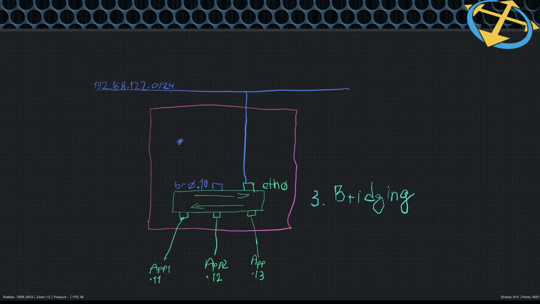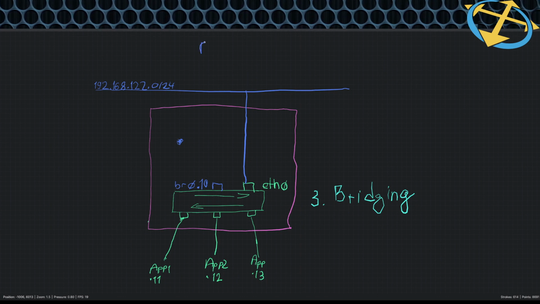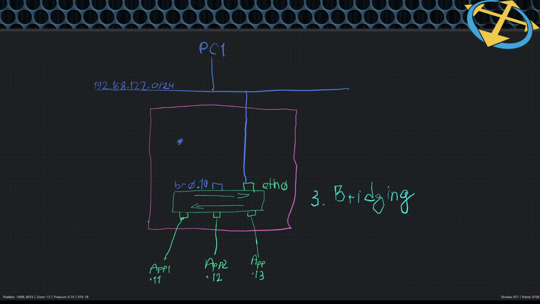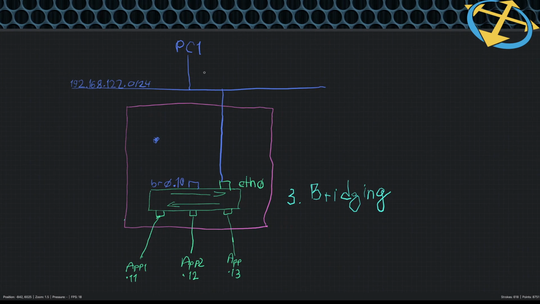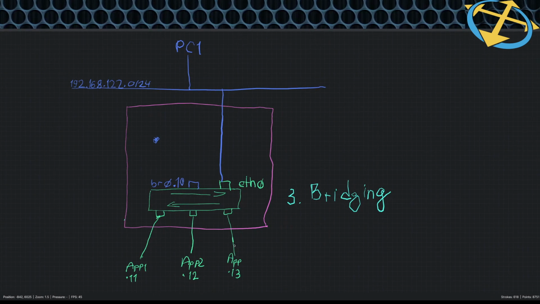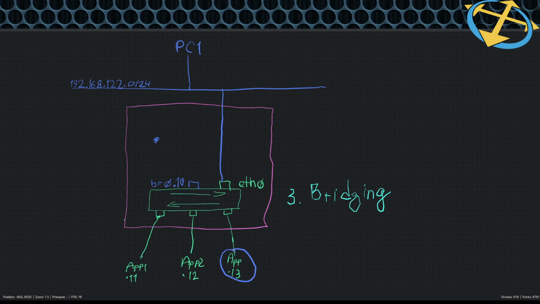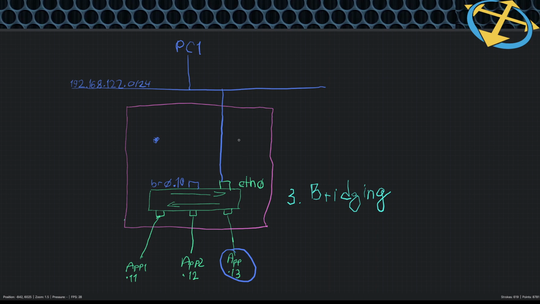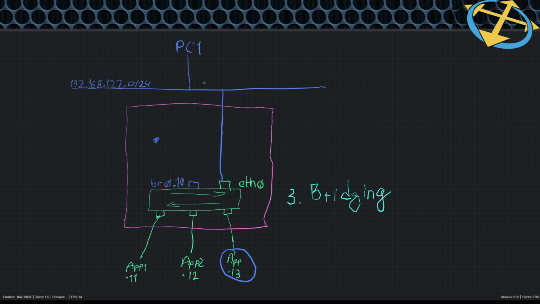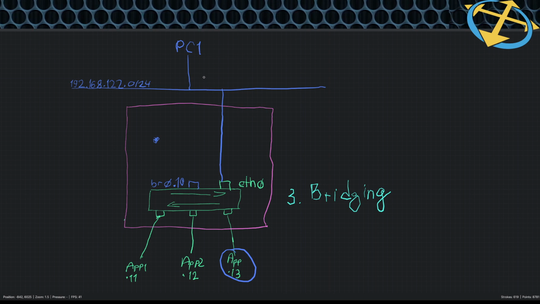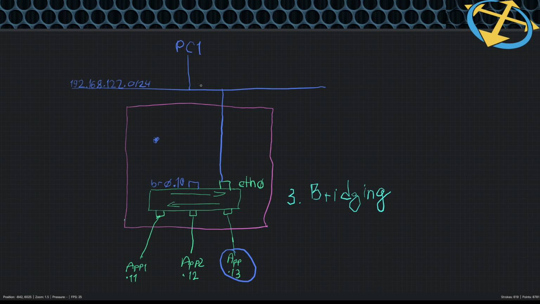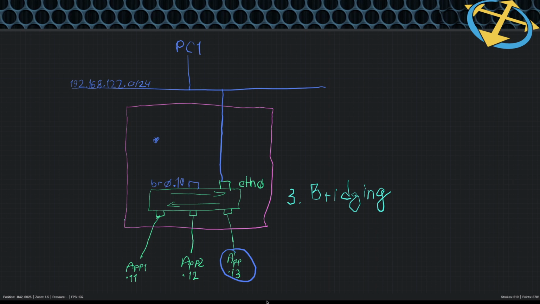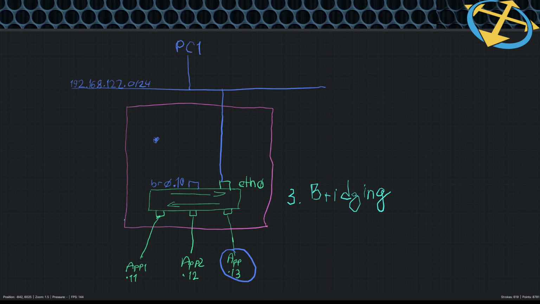So again, let's represent here, let's say, a PC1. It's enough for this. And if I want to send traffic from PC1 to, let's say, this app3 container, the IP address will be mapped to the MAC address through an ARP request, and that's it.